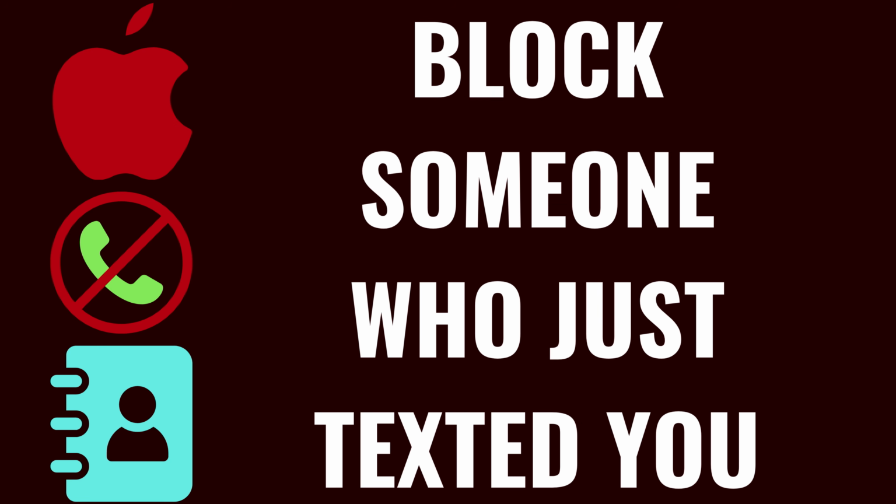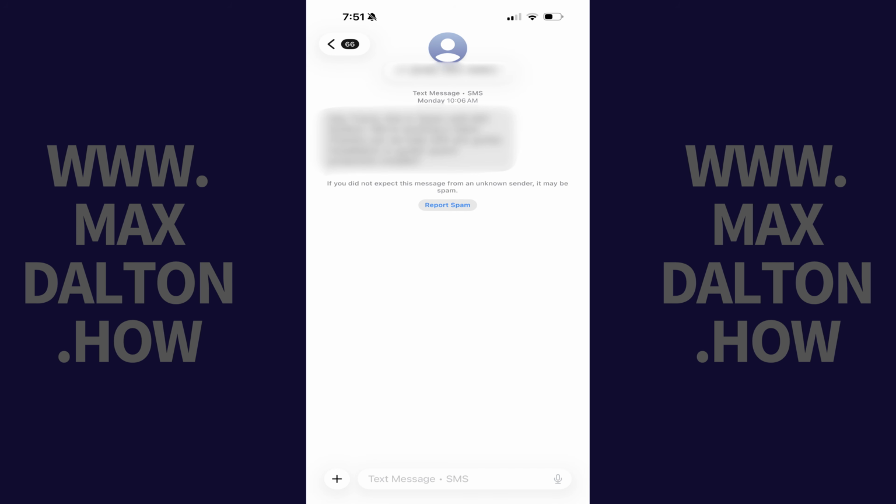And if you've received a spam text, you can also block the sender without saving their info. Step 1. Open the conversation in the Messages app. Step 2. Tap the number or icon at the very top of the screen to expand the details.